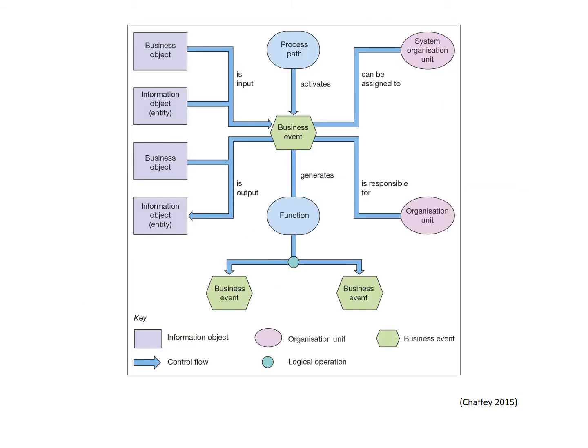Again, here we have a process where we've got the business events in green, and at the center we've got the business event, and then the process path leads into the business event, and the business event can lead into the function, and then further business events. Again, so everything's leading in to the business events, even the processing path.